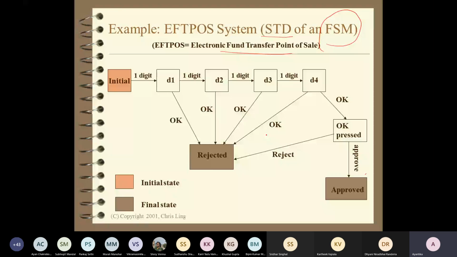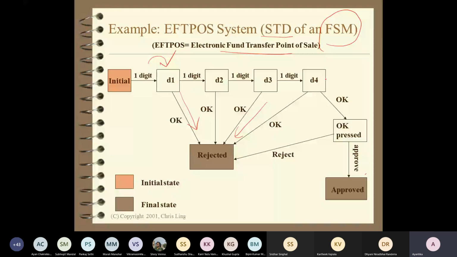Now you can see, according to this state transition diagram, that when you enter one digit, B1, maybe your pin is 1234, you start from 1, add 1, and press OK. Of course, one digit is not acceptable, so it directly goes to the rejected state. Similarly, if you enter 2 digits or 3 digits and press OK somehow by mistake, it will go to this rejected state.